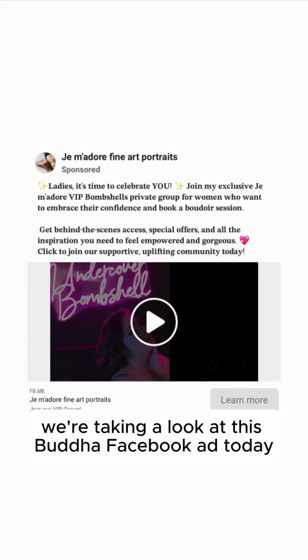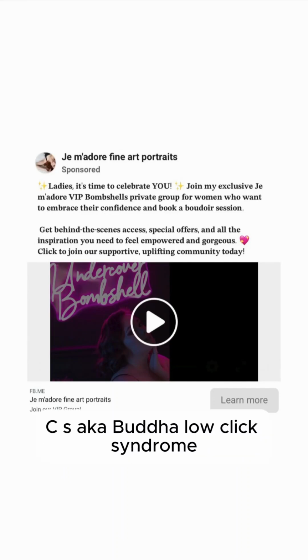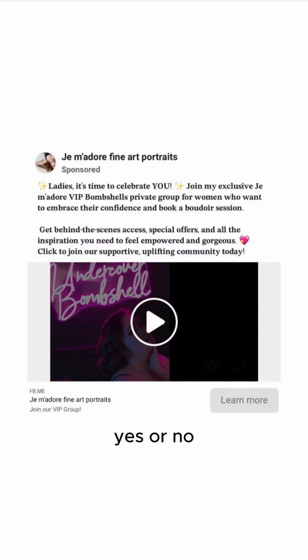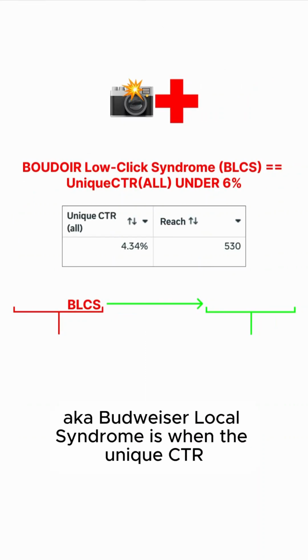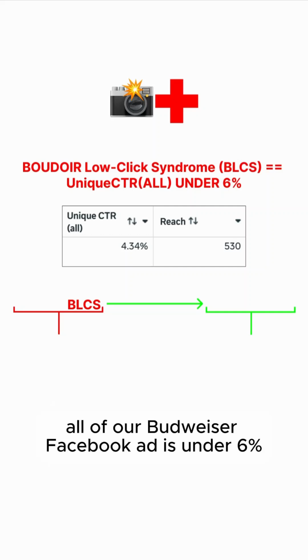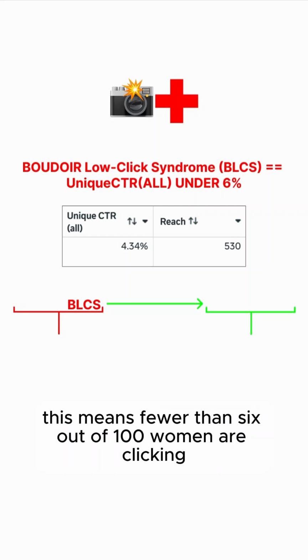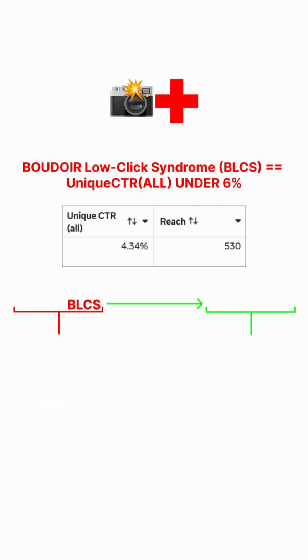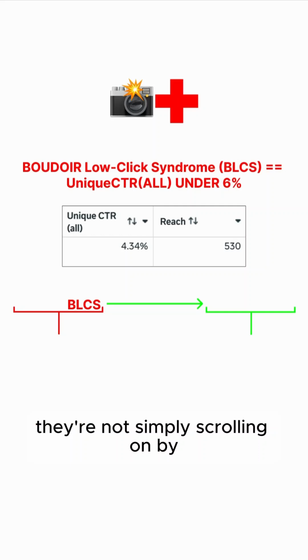All right, y'all, we're taking a look at this Boudoir Facebook ad today, and we're going to diagnose it, see if we believe it has BLCS, aka Boudoir low-click syndrome, yes or no. BLCS is when the unique CTR of our Boudoir Facebook ad is under 6%. This means fewer than 6 out of 100 women are clicking anywhere in our Boudoir Facebook ad, aka they're not simply scrolling on by.